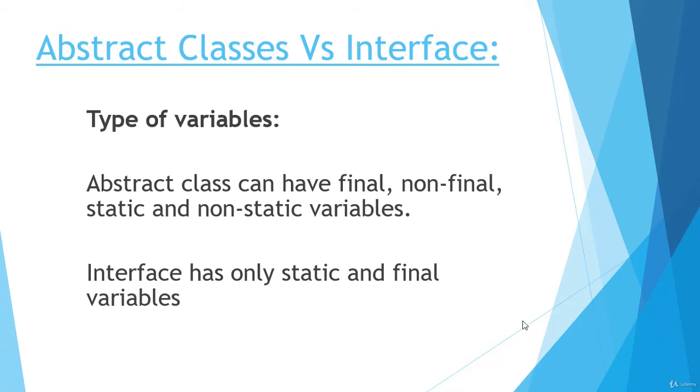And the third thing is the type of the variables. Abstract class can have final, non-final, static and non-static variables. This is the same thing, that the variables inside the abstract class may be instance variables, may be final, may be non-final, static, non-static. You can create any type of variables inside the abstract class. But when we move toward the interface, then interface has only final and static variables. We have discussed it before.